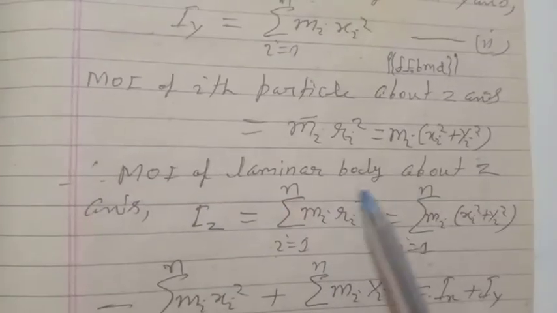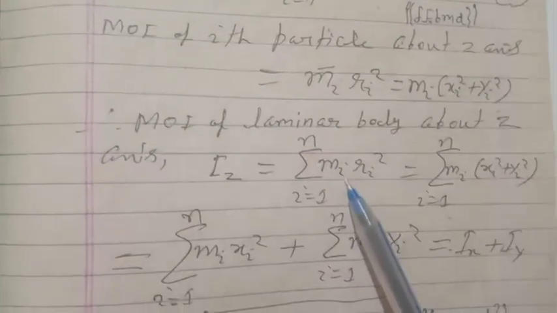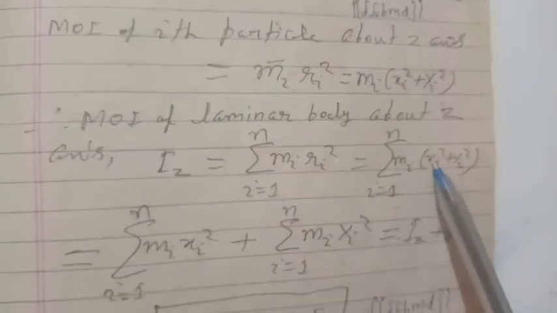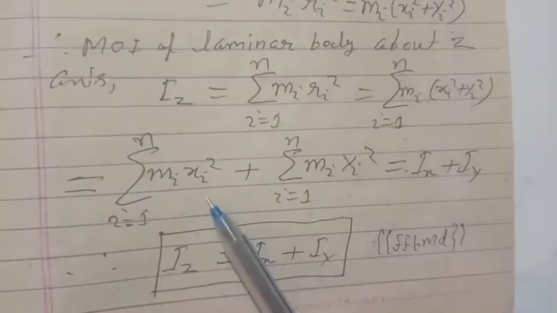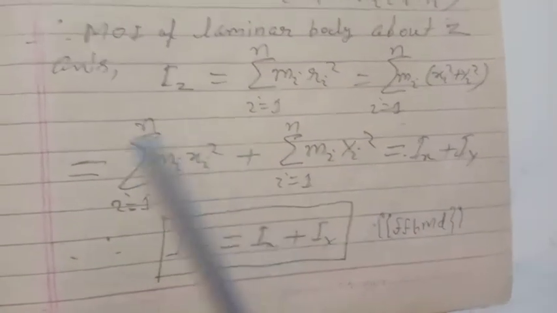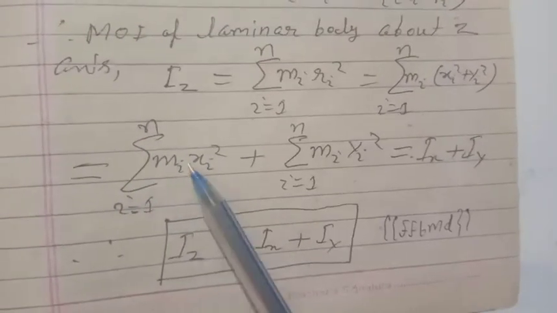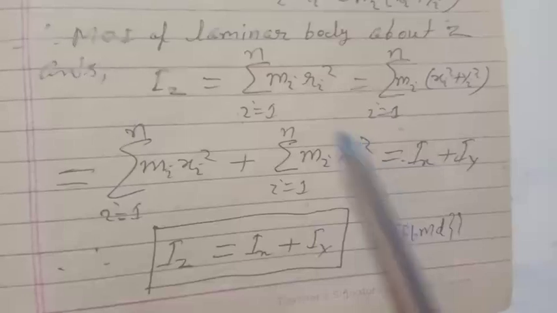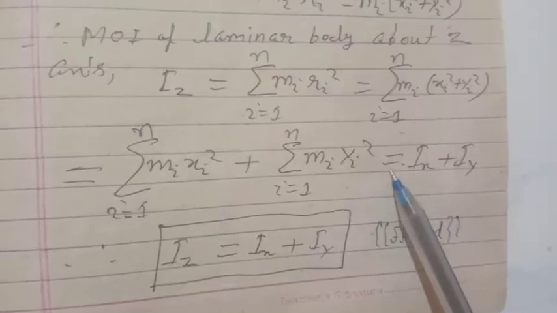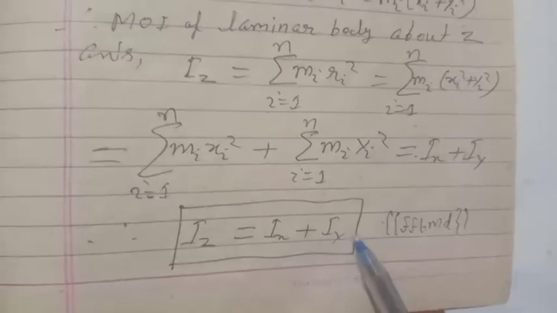Hence the moment of inertia of the laminar body about the z axis, Iz, equals sigma i equals 1 to n of mi ri square, which equals sigma of mi into xi square plus yi square, which equals sigma i equals 1 to n of mi xi square plus sigma i equals 1 to n of mi yi square. This represents the moment of inertia about the x axis, and this represents the moment of inertia about the y axis of the laminar body. So Iz equals Ix plus Iy.